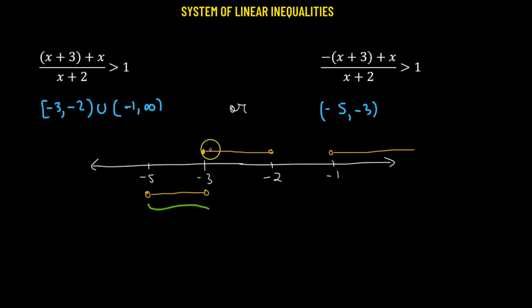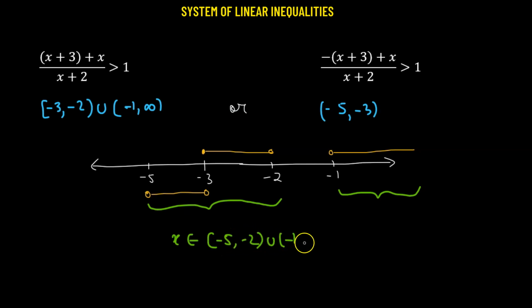Here, in case number 1, negative 3 is a part of the solution, and in case number 2, negative 3 is not a part of the solution, but that's not an issue here. We only need it from one case, so negative 3 is included. We can say that from negative 5 to negative 3 will be one solution, or from negative 1 to infinity. So our final solution will be x belongs to negative 5 to negative 2 union negative 1 to positive infinity. So this is the solution to the given linear inequality.